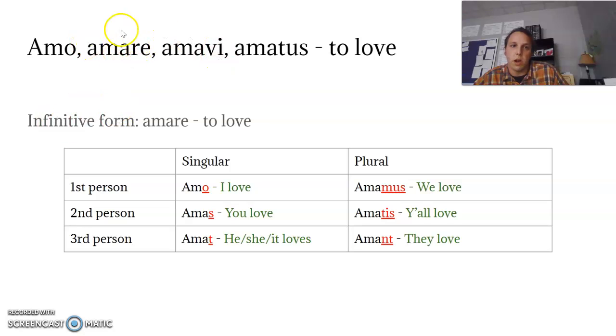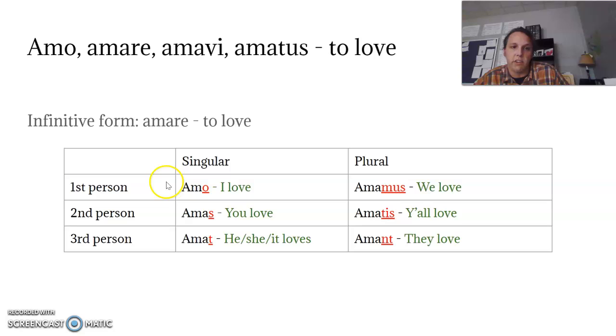So this second one, amare, ending with an re, that's just what we call the infinitive form. There's not a subject. It just means to love. Okay, so that's what amare means. If you see an re at the end of a word, at the end of a verb, then it's going to mean to blank, whatever that verb means.